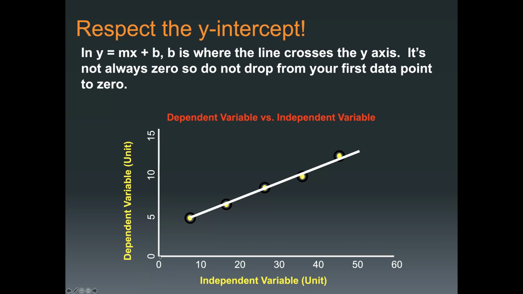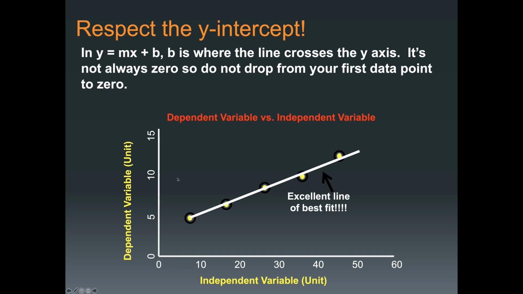Now, if the line does start at 0, great. But if by extending your line you go to 0, well, you've just changed your slope. That's not justified. So if you're going to extend, nope. If you're going to extend your line to the y-axis, make sure you maintain the same slope the whole way.